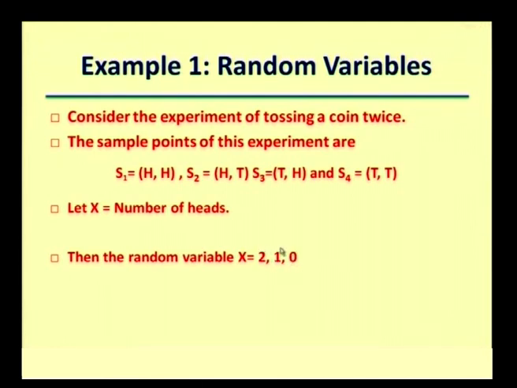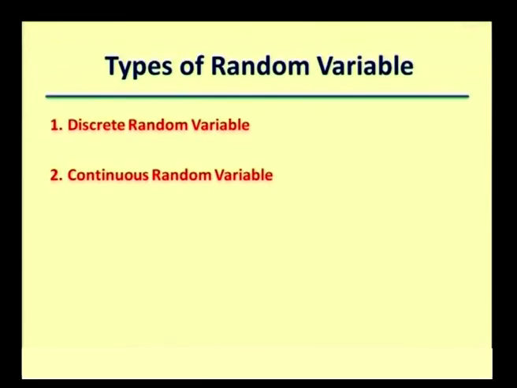So based on the numbers which the random variable assumes, there are 2 types of random variables. What are the 2 types of random variables? We know the numbers may be discrete or continuous. So based on the numbers, we have 2 types of random variables.